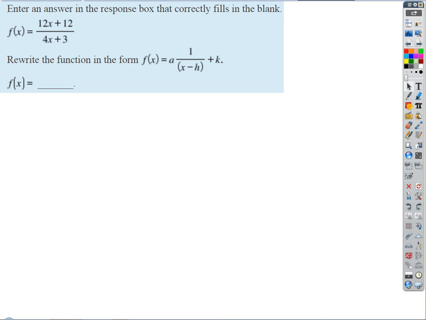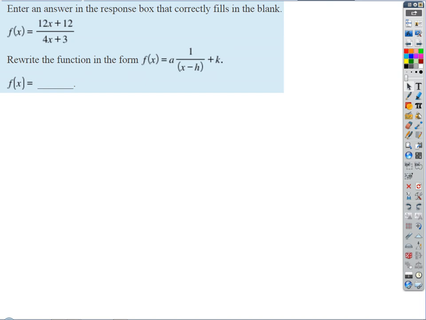All right, let's have a quick look here. So stuff like this. There really aren't too many different kinds of questions to talk about here, but one of them would be like this. We're supposed to rewrite this rational function. Remember what the definition of a rational function is. A rational function is anything that can be written as a polynomial divided by a polynomial, right?